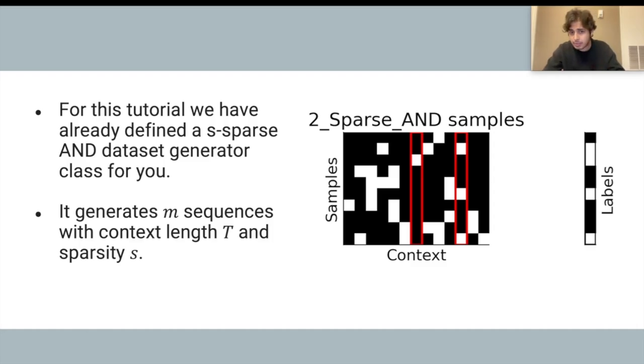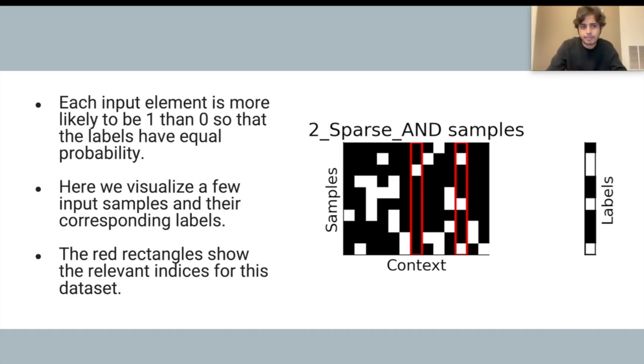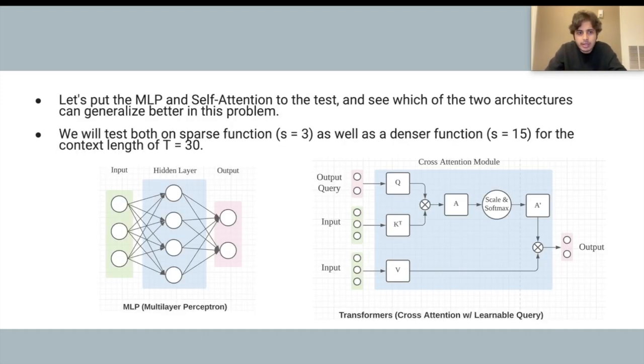And while the paper had a 3-sparse function, we're actually going to simplify it even more for you in the exercise and give you a 2-sparse AND function, where again, you have some context length and some samples, but you only have a 2-sparse function, where if 2 bits are on, then it becomes a true vector. And this is really just an AND function. And again, this is just a visual of what these would look like.